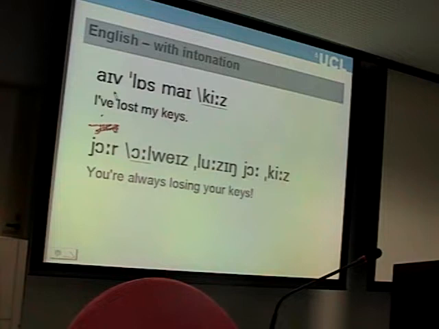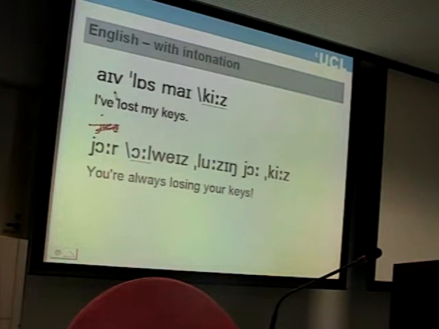But provided I haven't actually finished the phrase, even when going slowly, it's okay to omit the T. So it's not only in rapid speech that it happens. That's a very interesting question, and thank you very much. You're always losing your keys.